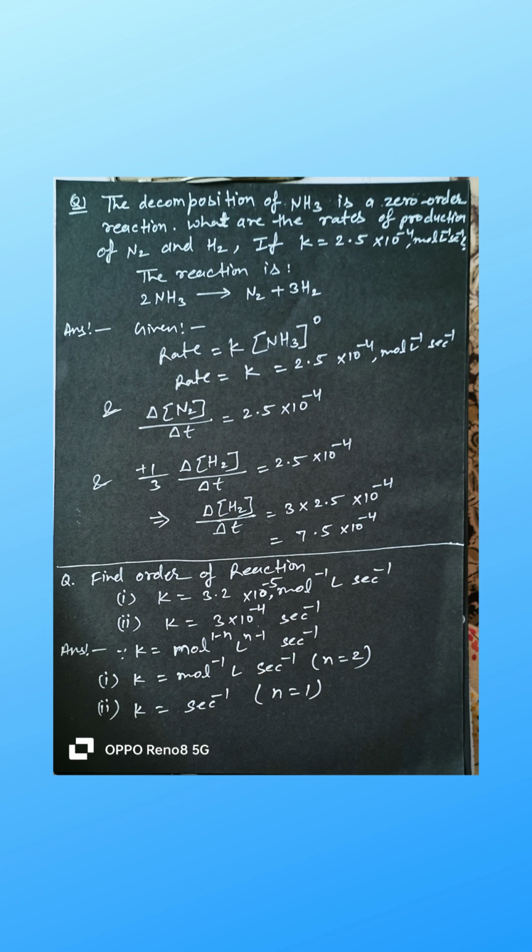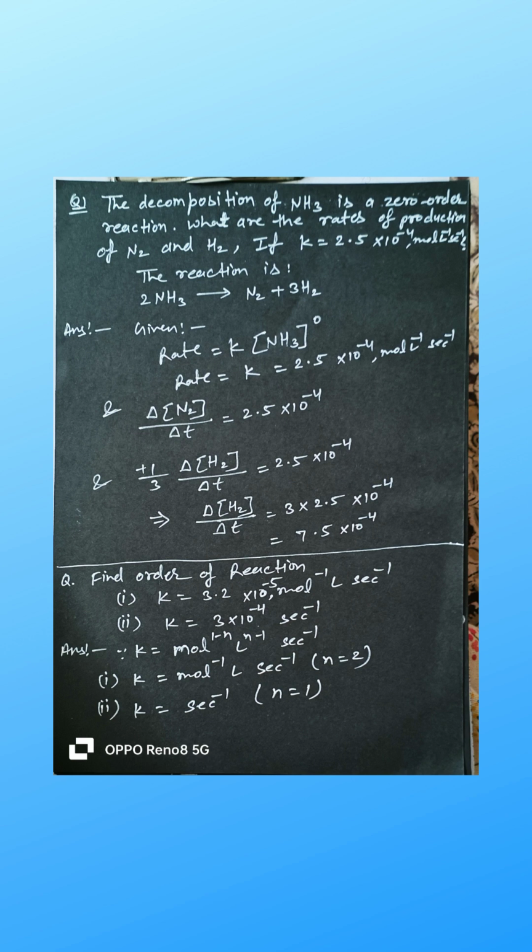The reaction shows that 2 ammonia molecules produce 1 nitrogen molecule and 3 hydrogen molecules. First, understand what a zero-order reaction means. In a zero-order reaction, the rate of the reaction does not depend on concentration. Whether the concentration is less or more, the rate remains the same. That is why, in a zero-order reaction, the rate formula is very simple.